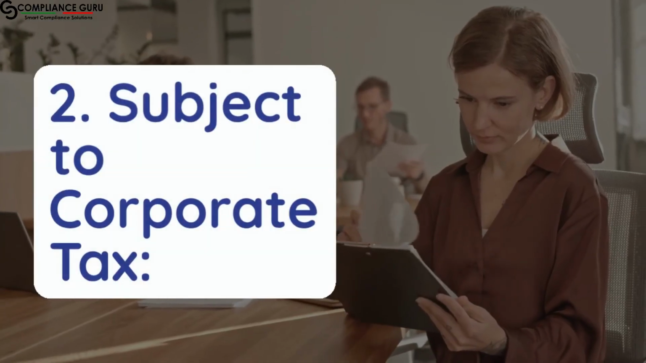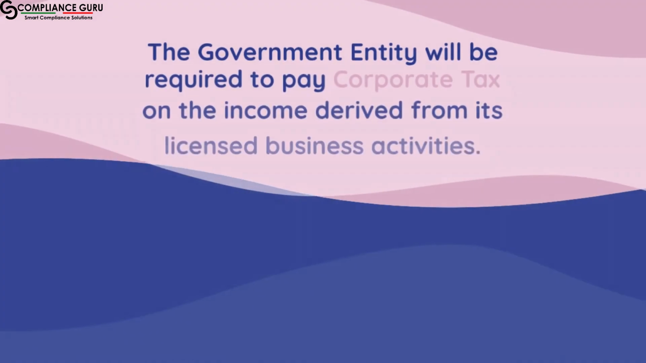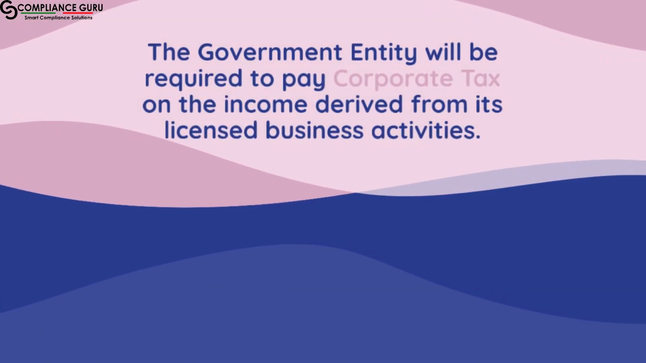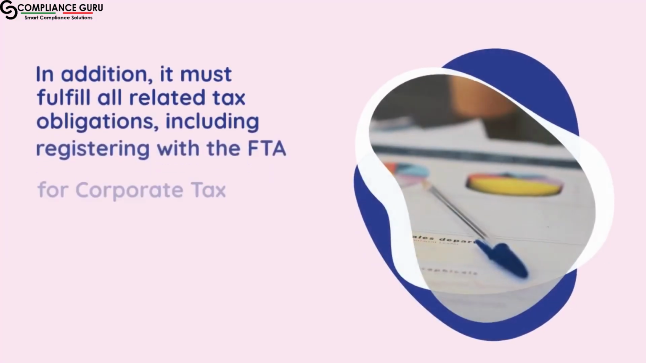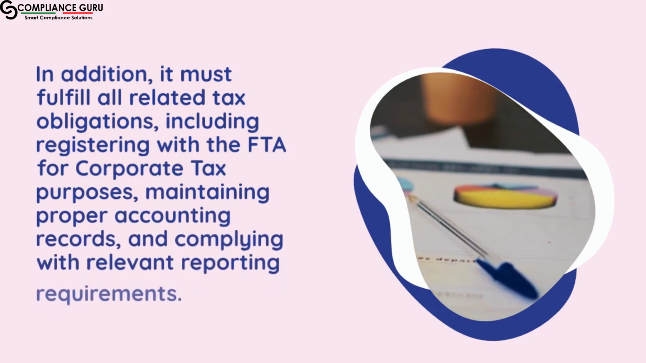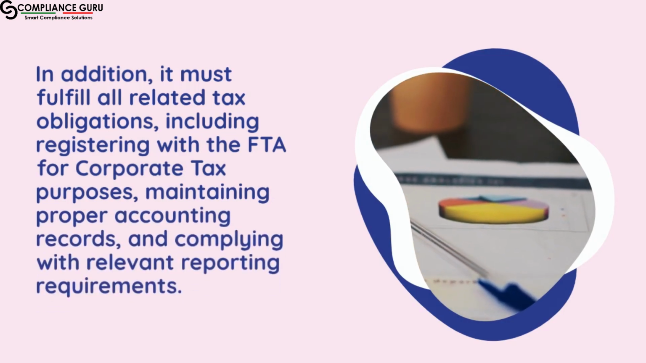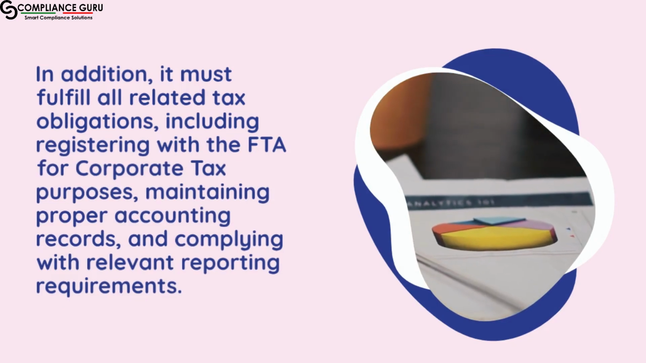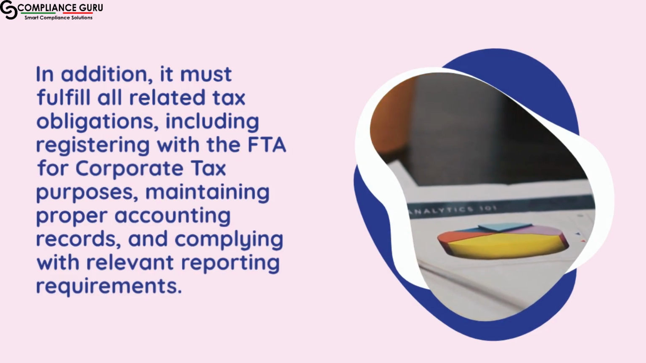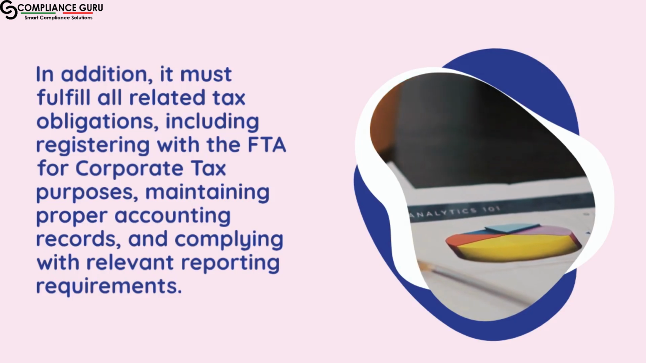2. Subject to corporate tax. The government entity will be required to pay corporate tax on the income derived from its licensed business activities. In addition, it must fulfill all related tax obligations, including registering with the FTA for corporate tax purposes, maintaining proper accounting records, and complying with relevant reporting requirements.